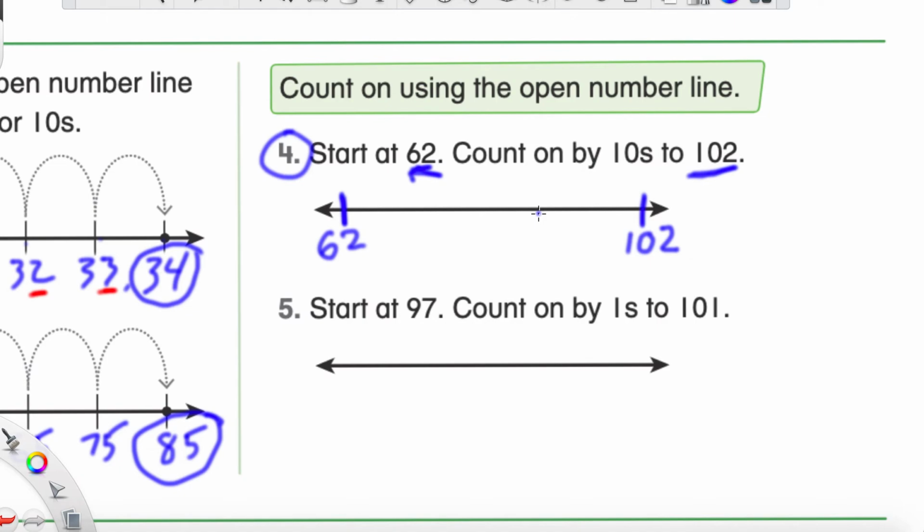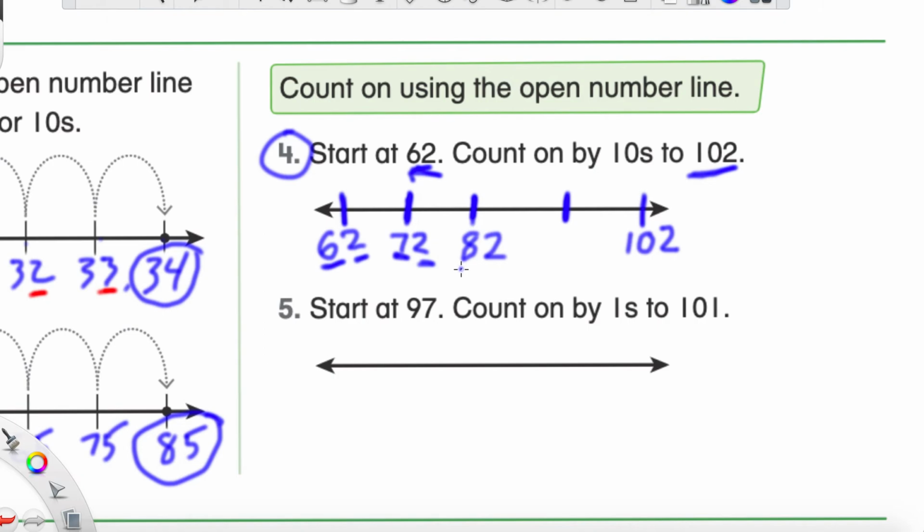Okay, and let's see how this number line should work or look. So I'm going to make one little tick mark after 62. And remember we're counting by tens, so what is 1 bigger than 6? It's 7. And we keep that 2 in the ones place. So it's 72. Then I make another little tick mark. What is 1 bigger than 7? It's 8. And I keep that 2 in the ones house. So it's 82. Then I make another tick mark after that.